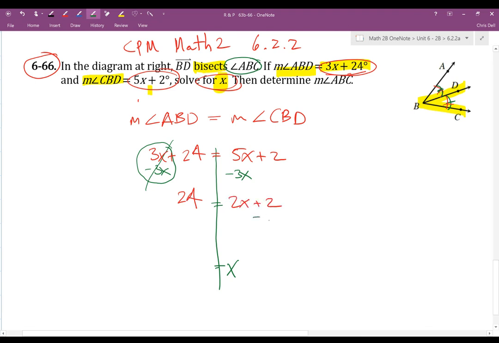Again, you're using inverse operations to isolate the x, the variable. So we have 22 is equal to 2x. At that point, we just divide both sides by the 2, the coefficient, and so we get x is equal to 11. And there we go.